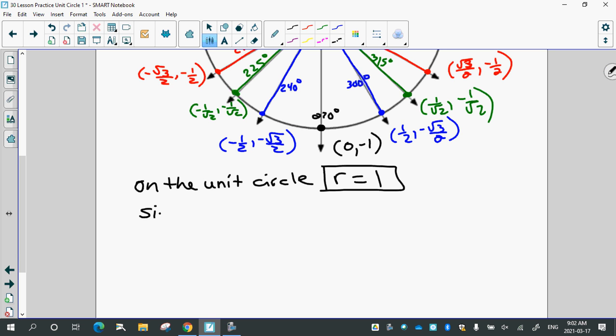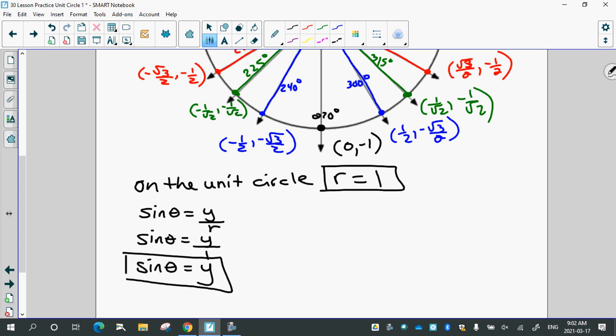So since sine theta is y over r, but r is 1, then on the unit circle, the sine of theta is just the y value, which is pretty cool. So for instance, if I wanted to know the sine of 240 degrees, you would just find the y value at 240 degrees, and it would be negative root 3 over 2. So the sine of 240 would be negative root 3 over 2, the y value. Okay? So every y value around here represents the sine.